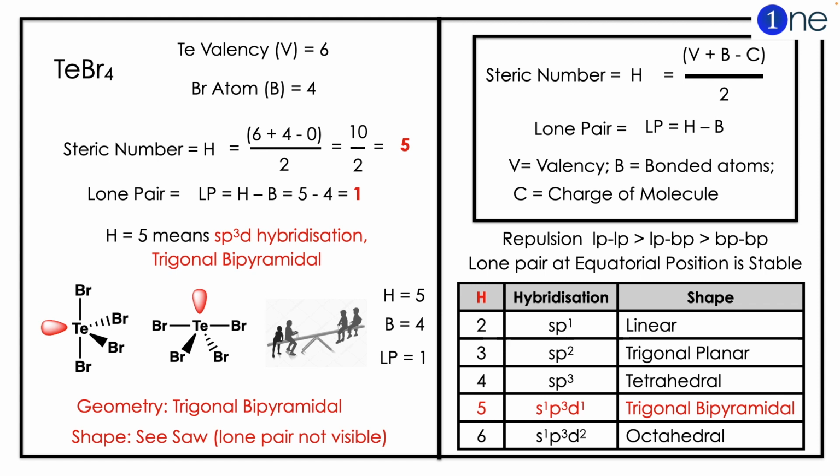But where will the lone pair fit? The lone pair fits in the equatorial position because of repulsion. So if you look at the 3D structure, the structure will be seesaw, because the lone pair is not visible. The remaining atoms will form a seesaw structure. So the shape of tellurium tetrabromide is seesaw.